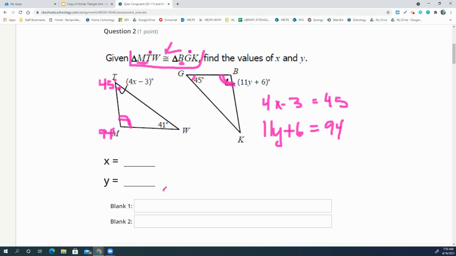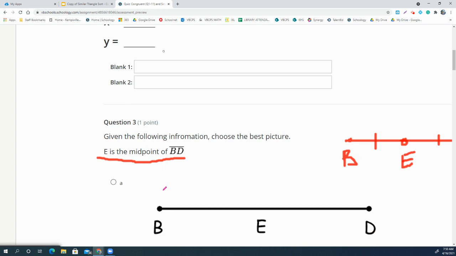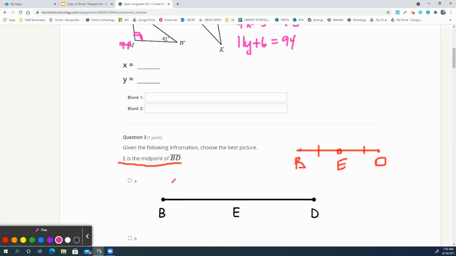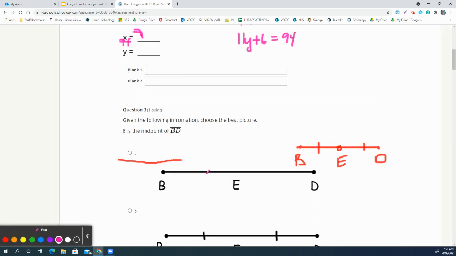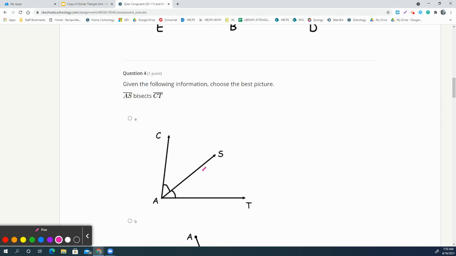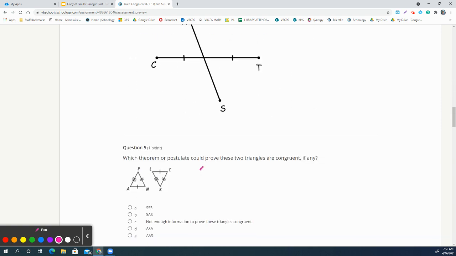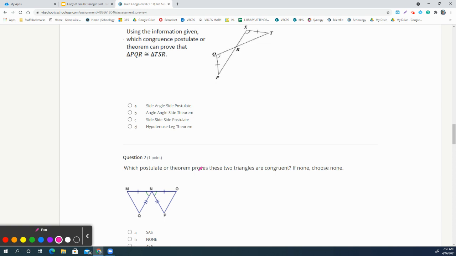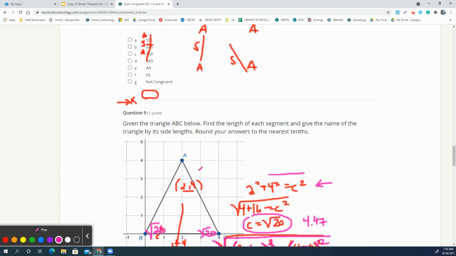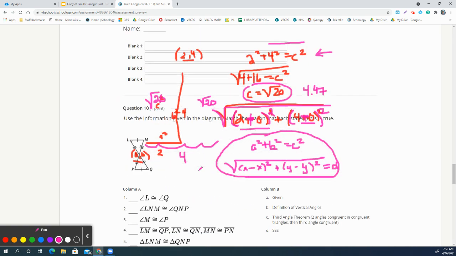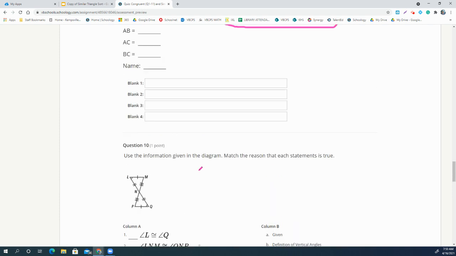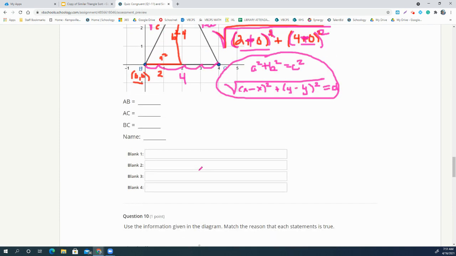Say it again. You said isosceles, right? What kind of triangle is it? It's an isosceles triangle. So I think you want to write isosceles there. That's my next one. You read my mind. On the name, isosceles. Yep.